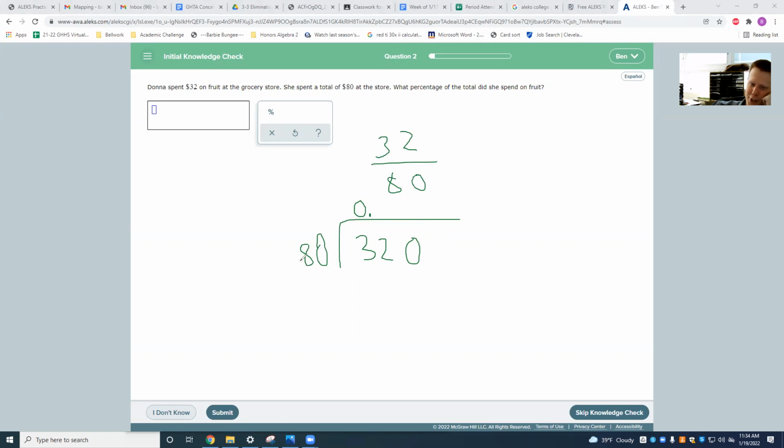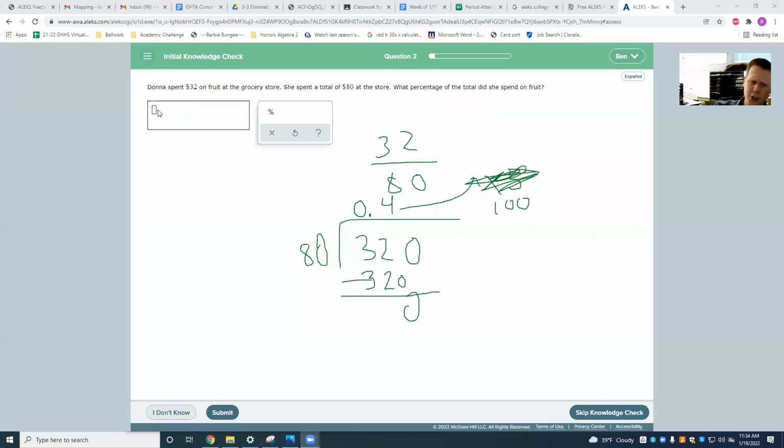So if I started doing this, 80 times 4 would be 32, or 320, sorry. And you subtract, so this would actually just be 0.4, which to turn into a percentage, I would multiply by 5, or sorry, what am I writing? Sorry, to turn a decimal into a percent, you multiply by 100. So 0.4 is actually 40%.